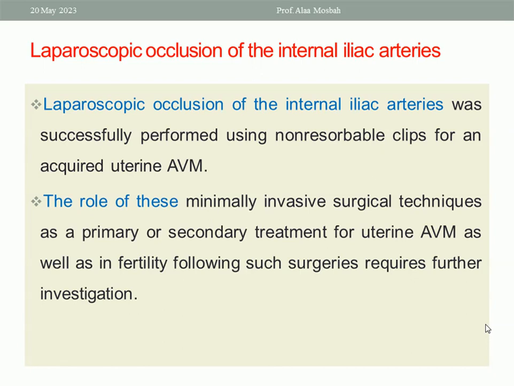Also, I want to explain something: this minimally invasive surgery, bipolar uterine artery coagulation or laparoscopic occlusion of internal iliac arteries, can be the first line of treatment, so we call it primary treatment, or secondary treatment, as we may do this minimally invasive surgery after doing uterine artery embolization, so we call it secondary treatment. This is the difference when we say it was a primary treatment or a secondary treatment. Okay? I hope it is clear enough.